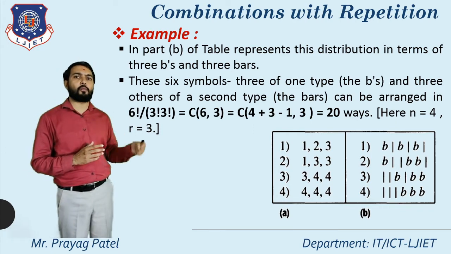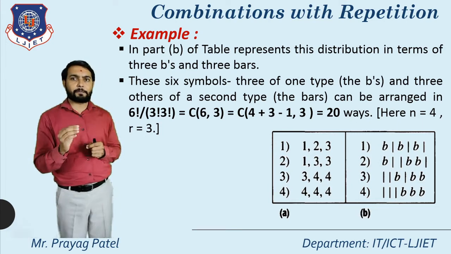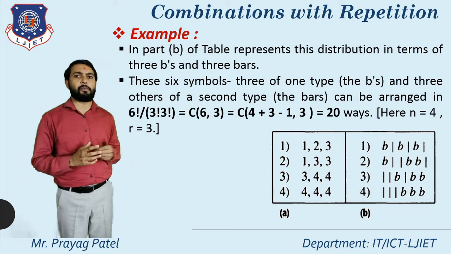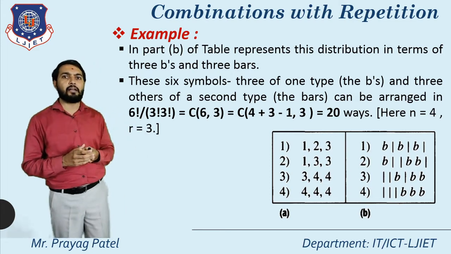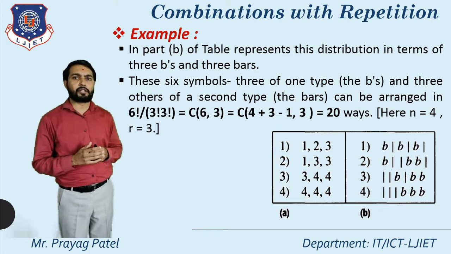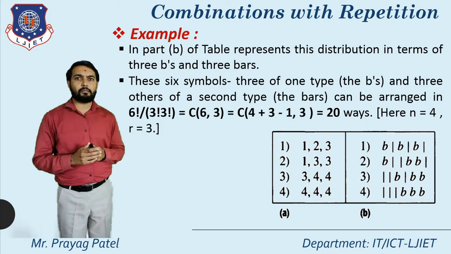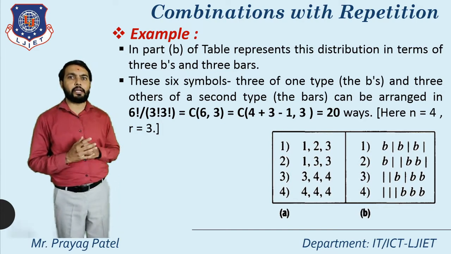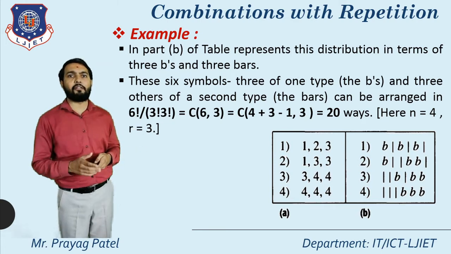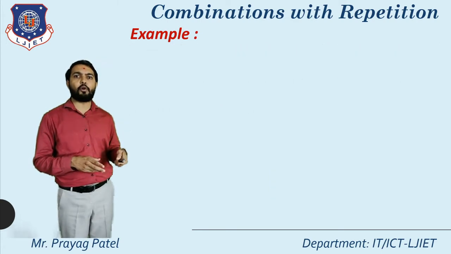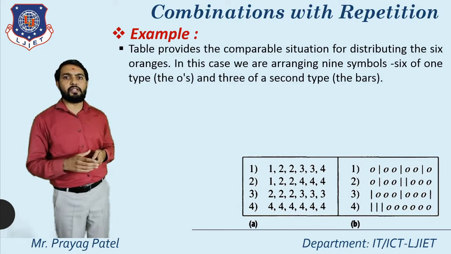So according to our combination formula, we can say that 6 different symbols are available. So 6 factorial divided by 3 factorial into 3 factorial. That means C of 6, 3. And using our new formula of combination with repetition, we can say that n plus r minus 1, where n equal to 4 and r equal to 3. So C of 4 plus 3 minus 1, 3 is equal to 20 ways for distributing the bananas among these 4 children.